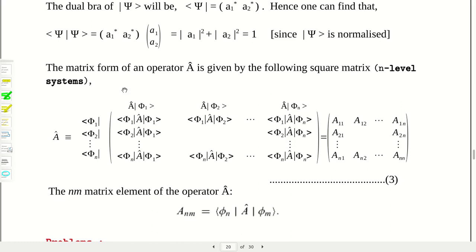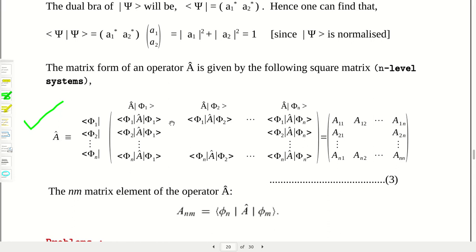Now the much more important part is the matrix form of the operator, any operator A. Obviously they are square matrices, and n level systems are considered over here. So we have to remember this law, how the matrix of the operator is formed.